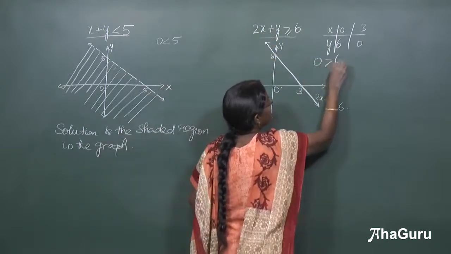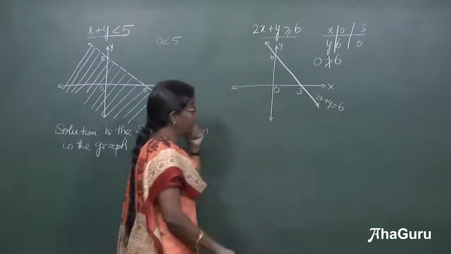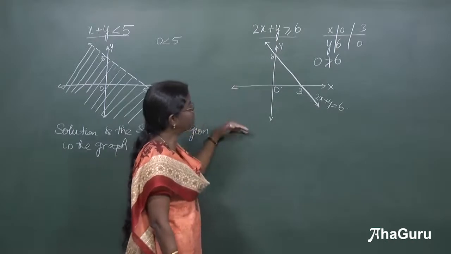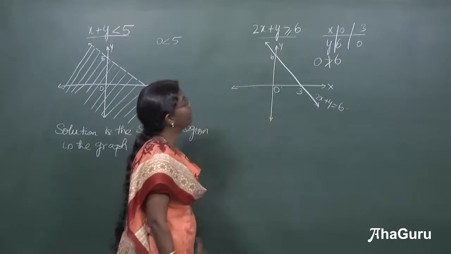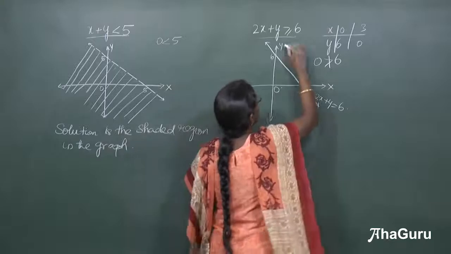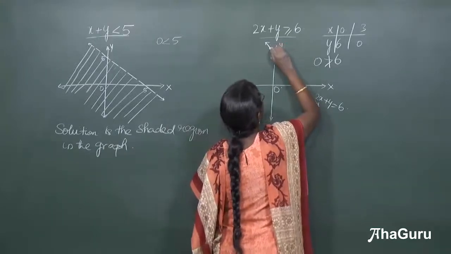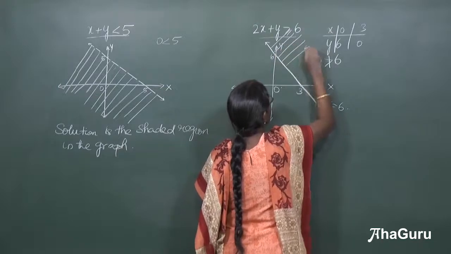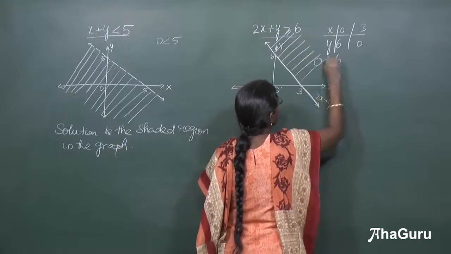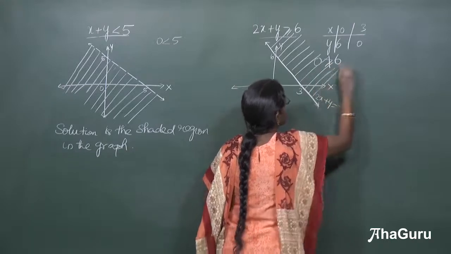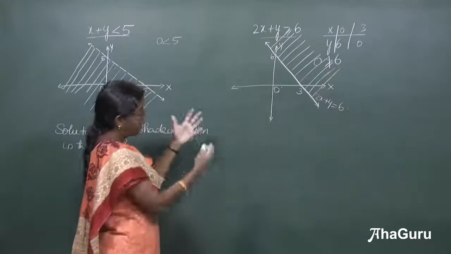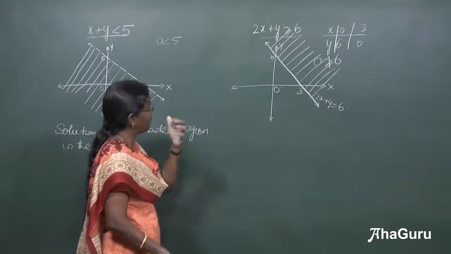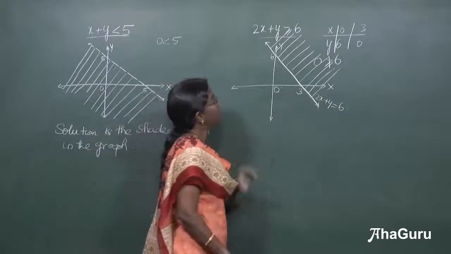0 is greater than 6, which is false. 0 is definitely not greater than 6. So the region now is not towards the origin, but it's going to be on the other side of the origin. Just use only scale and pencil, draw straight lines like this. Not on the side of the origin, because origin coordinates do not satisfy the inequality. Leave this side, it will be the other side.